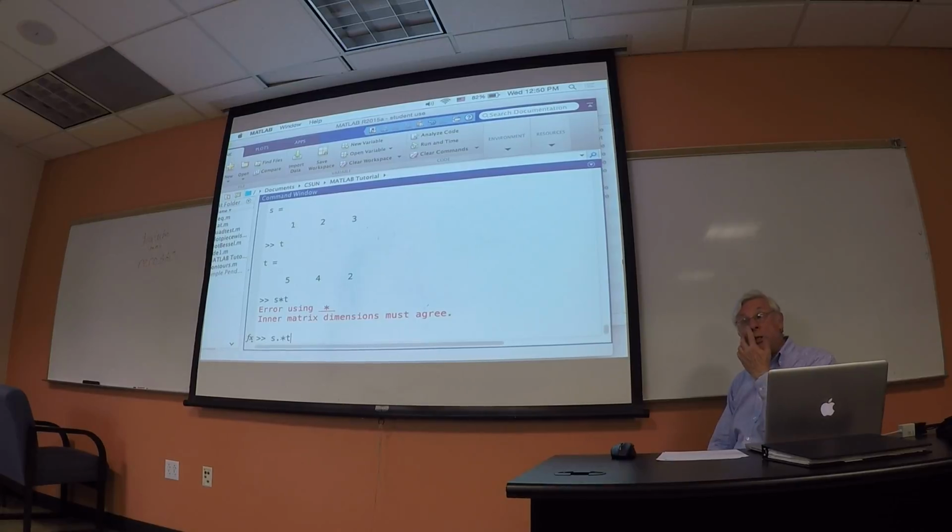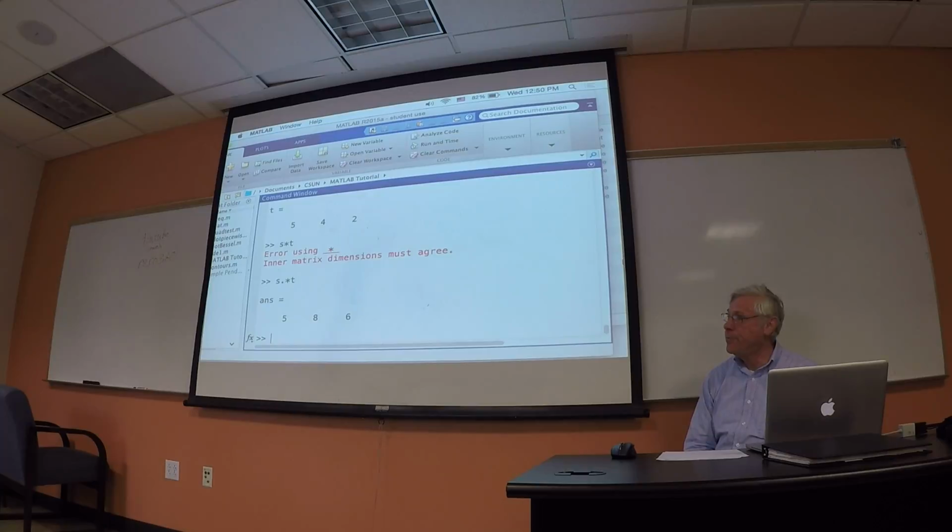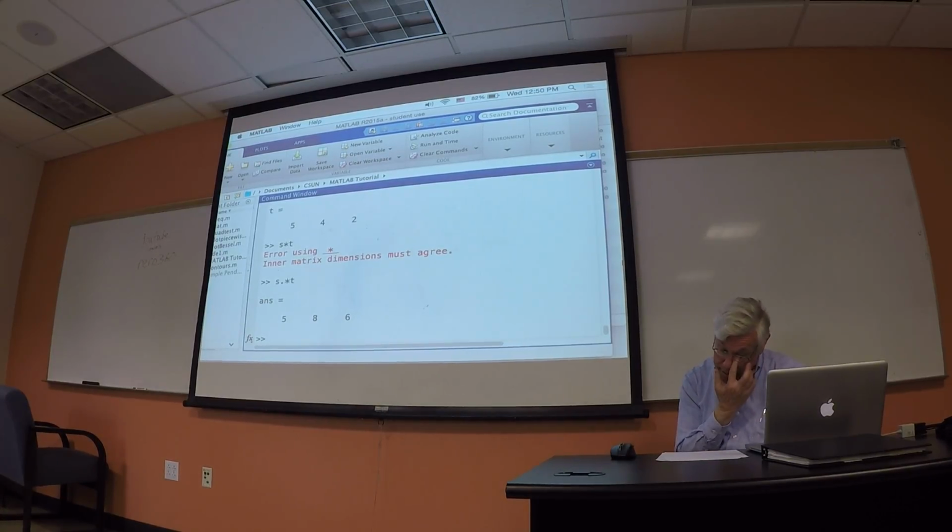Before, I did S star T and I got an error. If I do S dot star T, MATLAB sees that dot and says whatever the operation following the dot is, you want to do it element by element. So we should get 5, 8, 6. You'll see this a lot in the graphics, especially when we want to plot functions. We're going to use this a lot. Element by element multiplication.